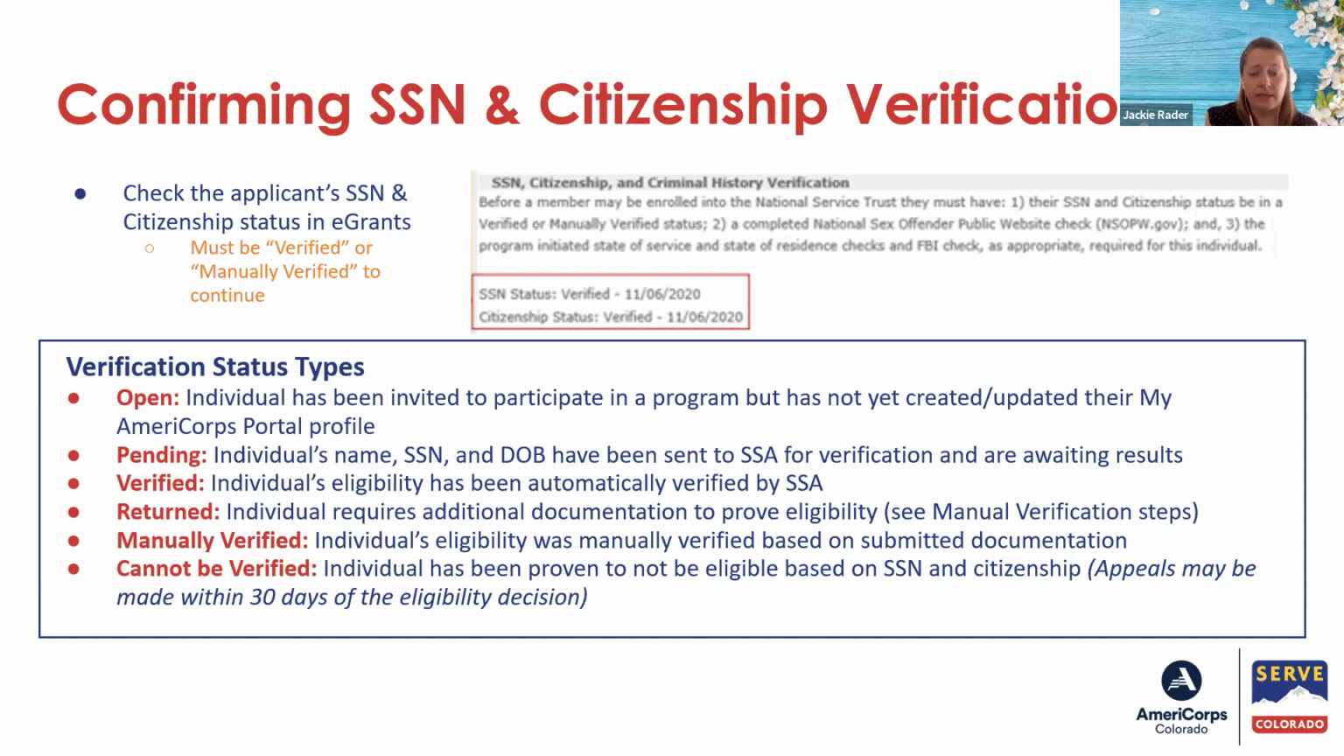Manually verified means that that documentation went through and was able to verify the individual. And then cannot be verified means that they may not be eligible based on their social security number and citizenship. You can appeal that decision within 30 days of that cannot be verified notification. I have not seen that come up before, but there is an option for that as well.